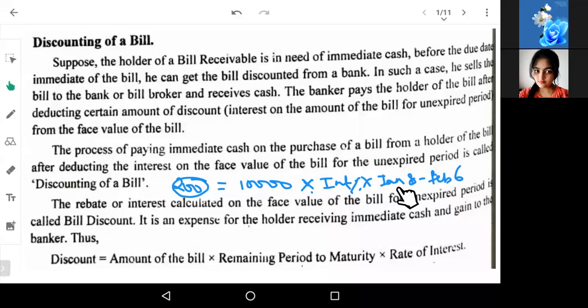From that date till the date of maturity, that will be the remaining period to maturity, which is nothing but the unexpired period. And then multiply that with the rate of interest that will be given. If you use this formula, you're going to get the discount amount. So this is how you find out the discounting of the bill and the amount of discount. Is the concept clear? Any doubts until here?